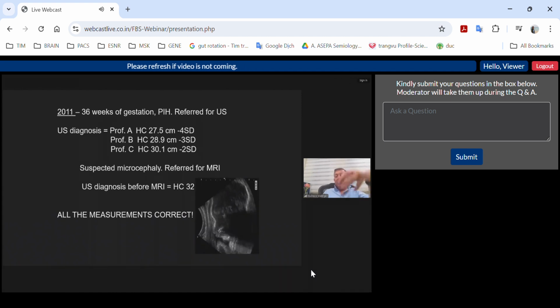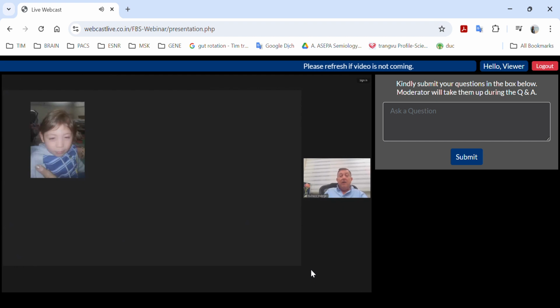Why were they correct? Because of the shape of the head. The head has a tuberculocephalic shape. So if you measure in a cone, it depends on the height where you measure. So it is important to be sure that what you are measuring is the correct measurement.